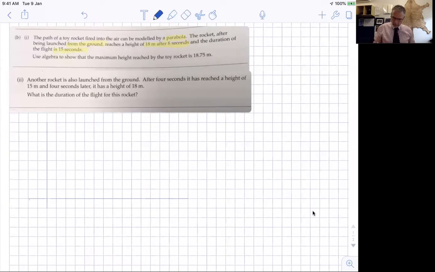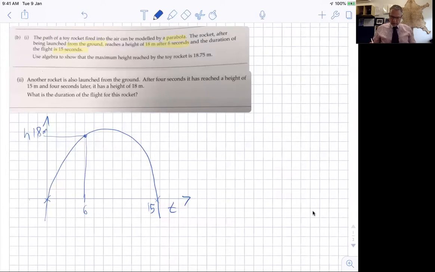So where we've got time here, height there, and the path of the parabola, something like that. And the flight time is 15 seconds. So it starts there at 0, 0, and finishes there at 15, 0. And we're told that after 6 seconds, which maybe is about there, it reaches a height of 18 meters.